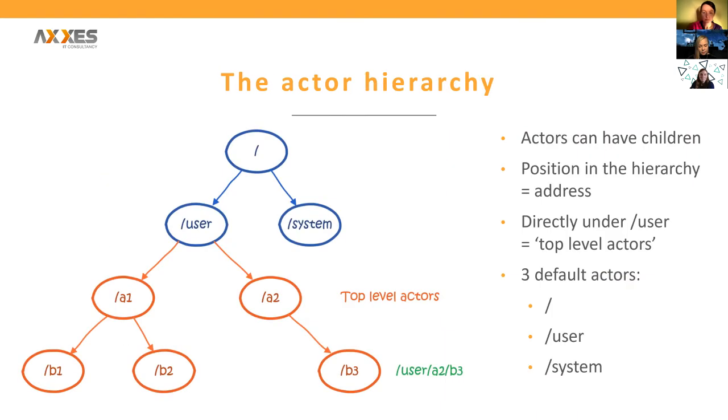Now, good. How do these actors look? You have an actor hierarchy, and the place where your actor lives in the hierarchy determines its address. There are 3 actors that you cannot control. This is basically Akka.NET related. You will have a root actor, a user, and a system actor, and then you can spawn your own. The ones that you spawn directly under the user actor are your top level ones, and everything below that are just child actors. And basically every actor can spawn as many children as they want.